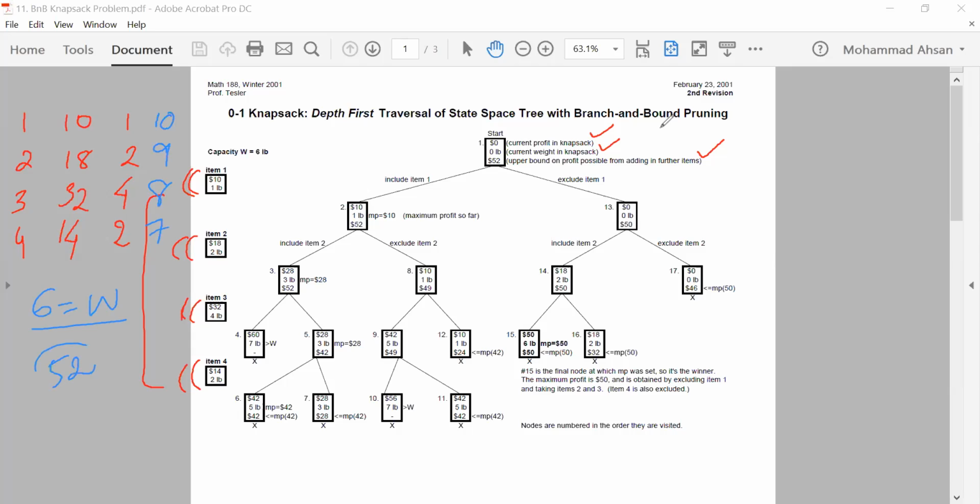52 is the maximum you can pick up if you have all the items available, which you see here. So again, you have to make this tree using the 0, 1, include or exclude item, and then you draw the tree. Now, this again is a depth first traversal. So you see the nodes are numbered 1, 2, 3, 4, 5, 6, 7, and so on in the depth first search order.